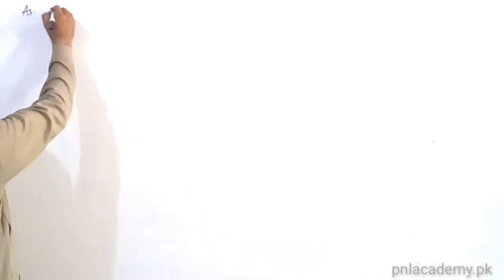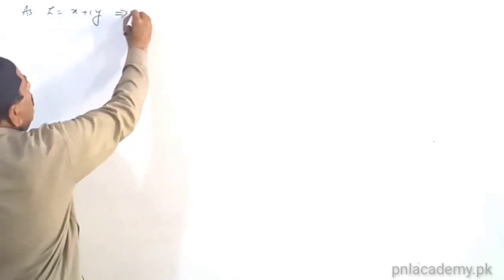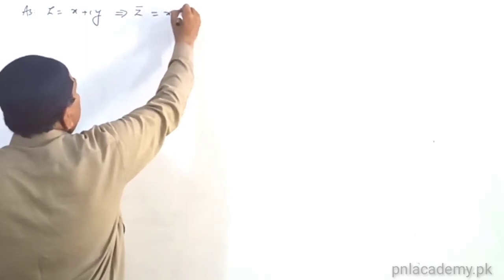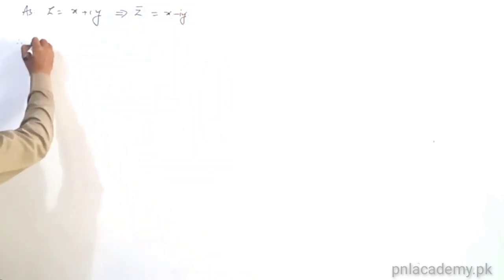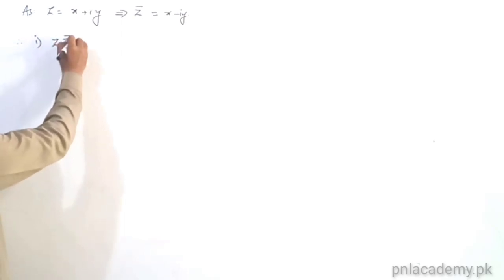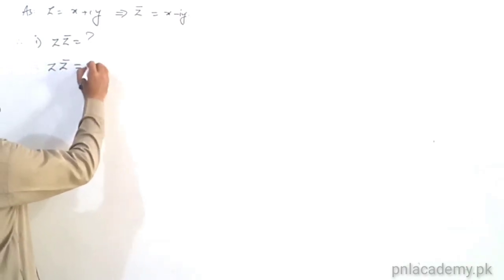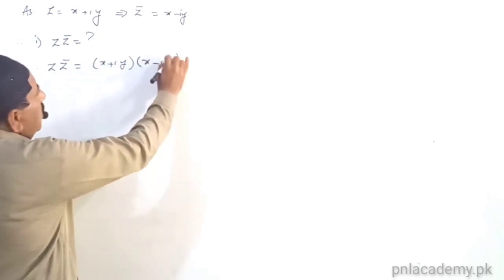As z is equal to x plus iota y, it implies that the value of z bar will be x minus iota y. Then we have to get the value of z into z bar. Therefore, number one, z into z bar is equal to what? So, therefore, z into z bar is equal to x plus iota y into x minus iota y.